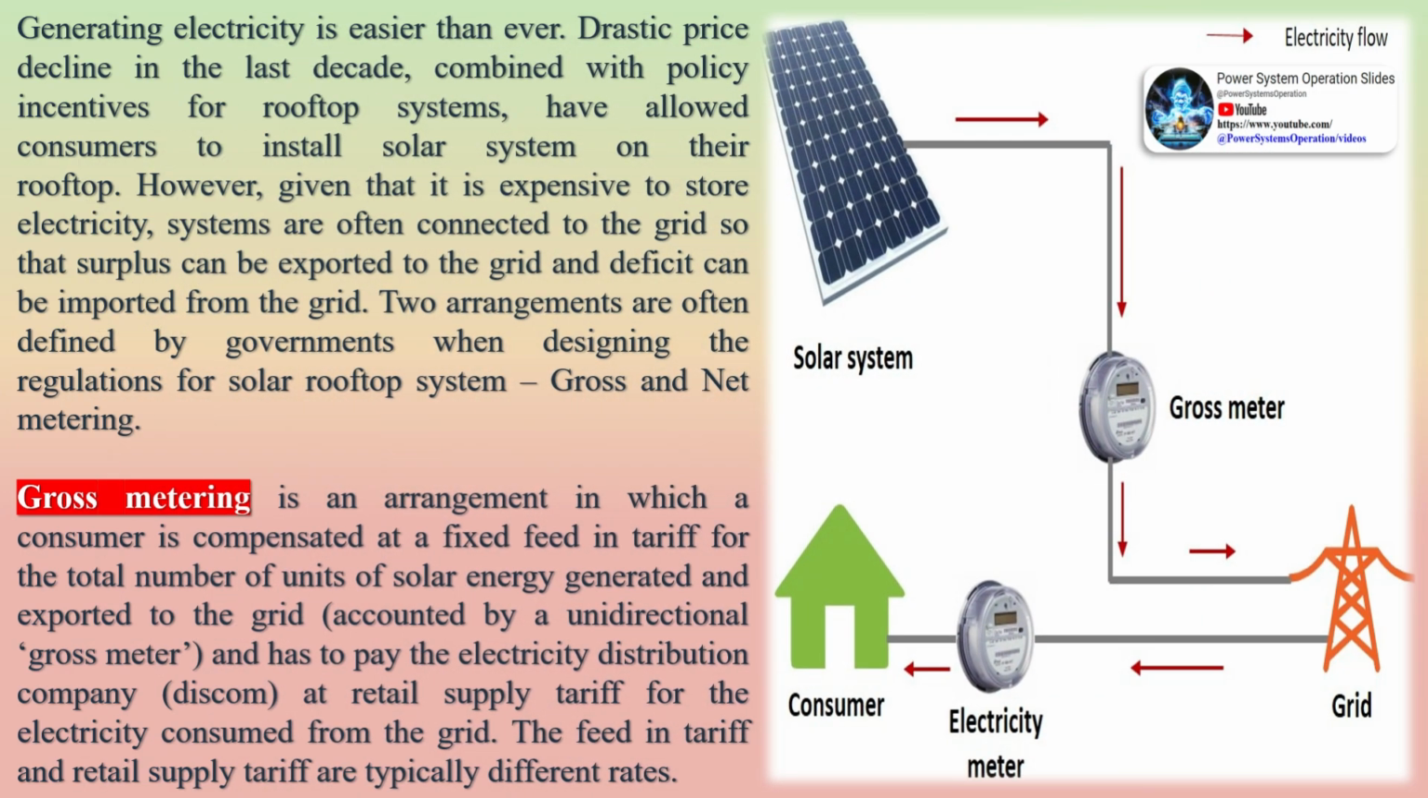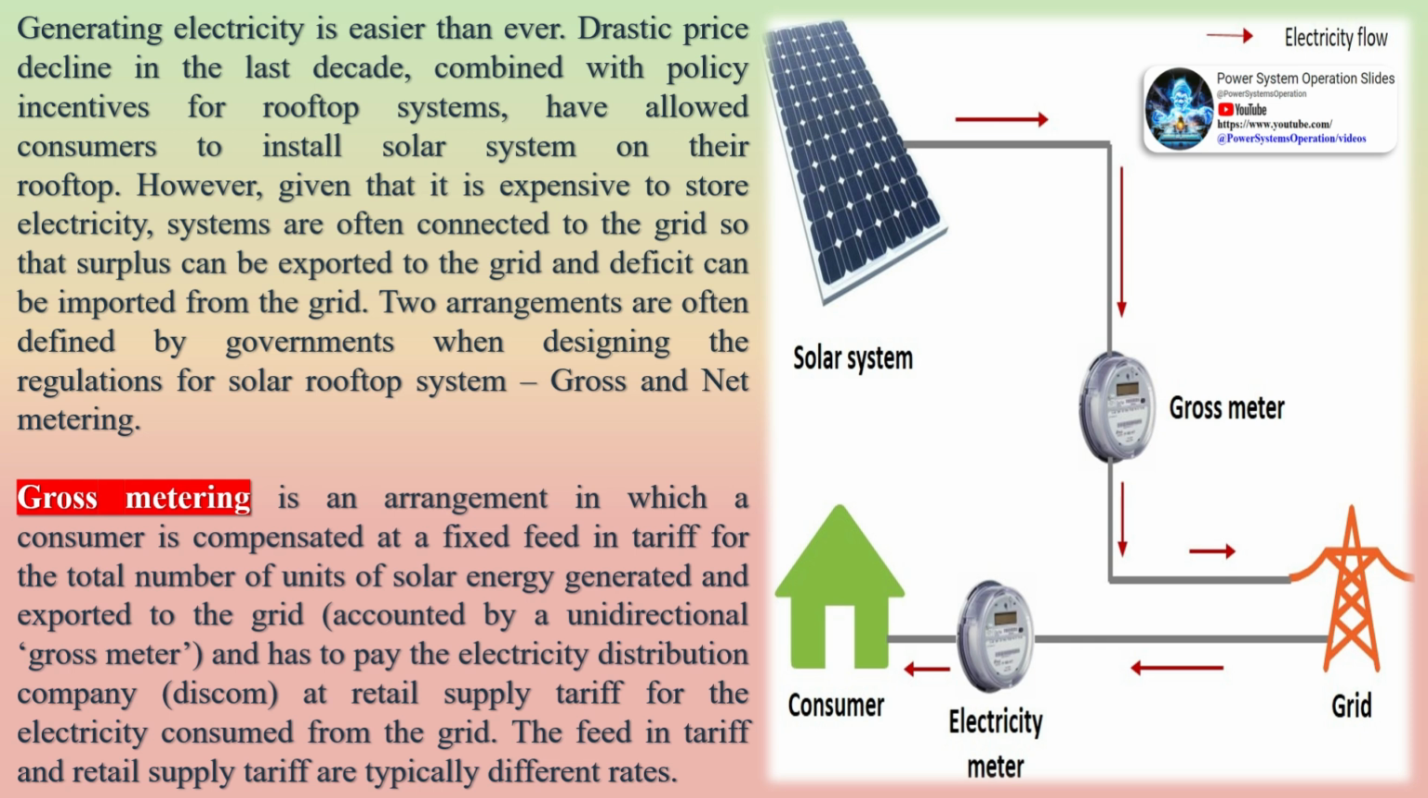Gross metering is an arrangement in which a consumer is compensated at a fixed feed-in tariff for the total number of units of solar energy generated and exported to the grid, accounted by a unidirectional gross meter, and has to pay the electricity distribution company, DISCOM, at retail supply tariff for the electricity consumed from the grid. The feed-in tariff and retail supply tariff are typically different rates.